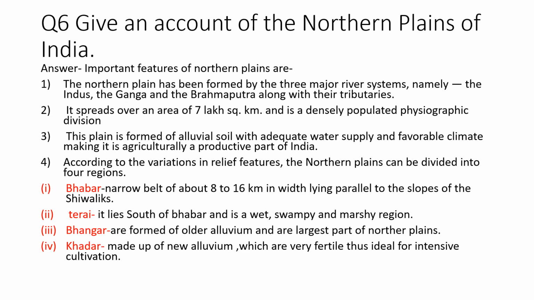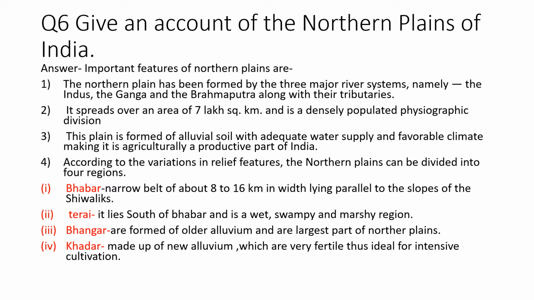Question number 6. Give an account of the northern plains of India. So answer is, important features of the northern plains are: point number 1, the northern plains have been formed by the three major river systems, namely the Indus, the Ganga and the Brahmaputra along with their tributaries. Second point is it spreads over an area of 7 lakh square kilometer and is a densely populated physiographic division.